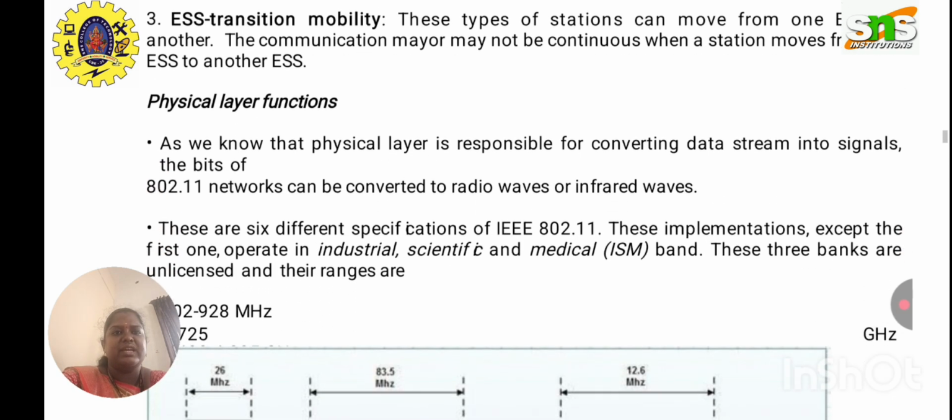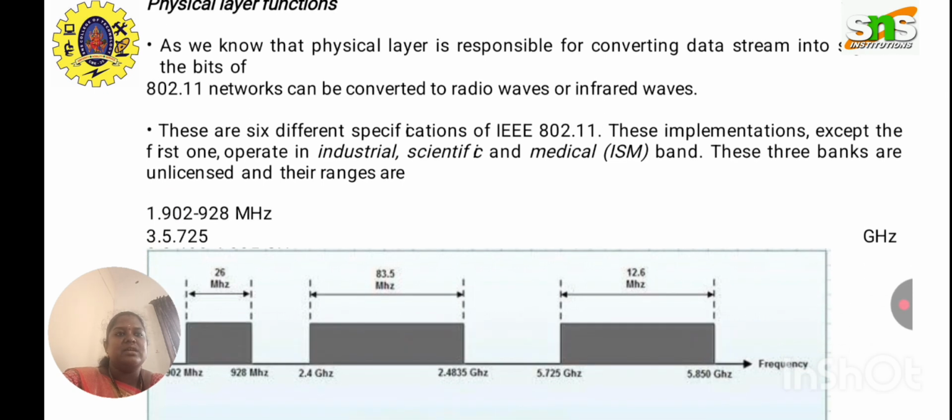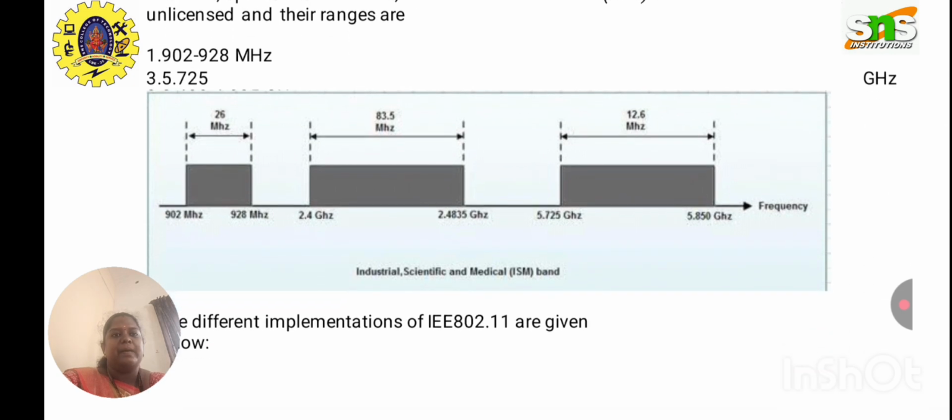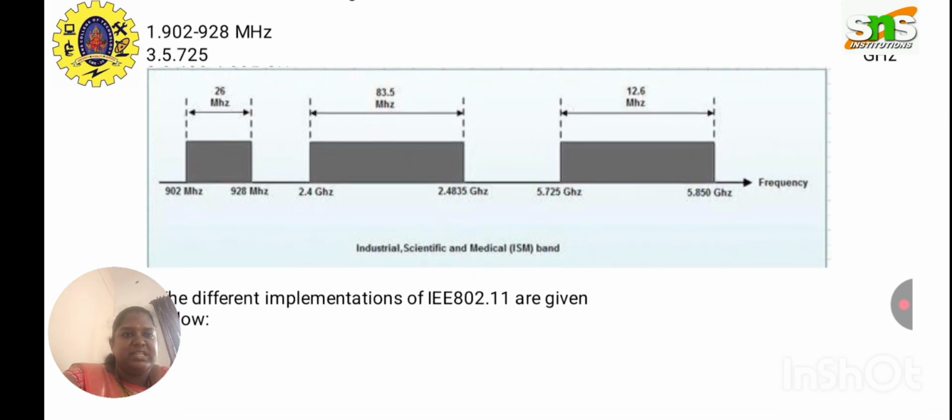They have physical layer functions. The physical layer is responsible for converting data streams into signals. The bits of an 802.11 network can be converted to radio waves or infrared waves. We are having 6 different specifications, and implementations come from the industrial, scientific, and medical bands. The 3 bands are unlicensed.